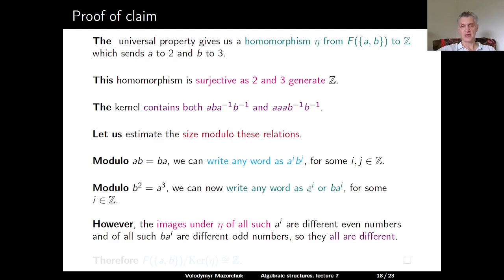So a to the power i goes to all different even numbers, and b a to the power i goes to all different odd numbers. So all these elements are different in the image, so they are also different to begin with. And this means that the quotient of the free group by the kernel of eta is indeed isomorphic to Z by the first isomorphism theorem.